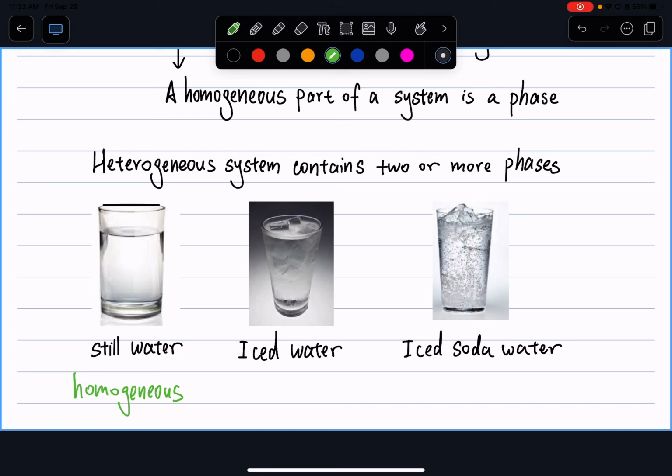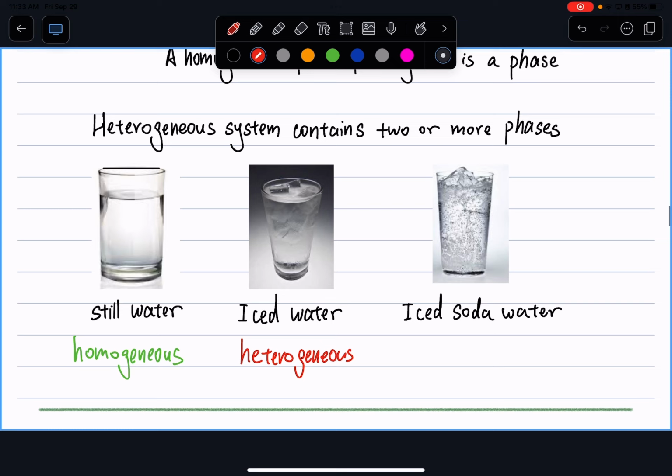But what about ice water? Now, that part you have to think twice about. It has both ice and water inside the cup. Your water is in the liquid phase. It has its own pressure and its own density, and ice obviously has a different density or intensive properties. So ice water is considered a heterogeneous system. And how many phases are there in this cup of ice water? Two, right?